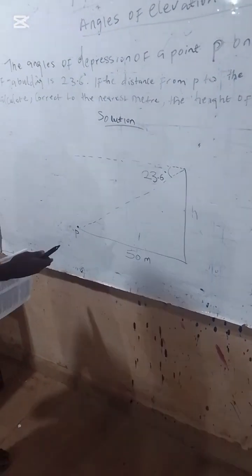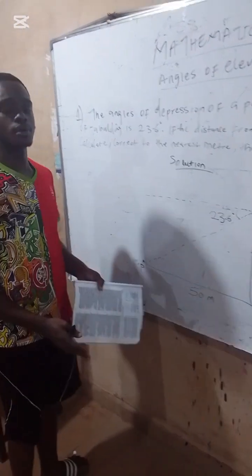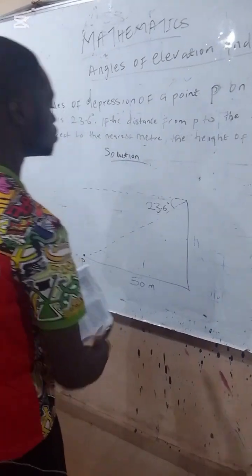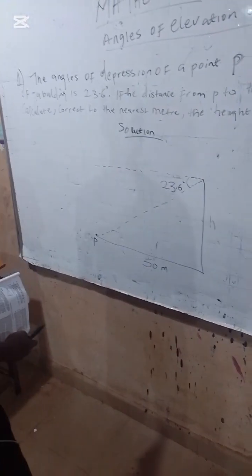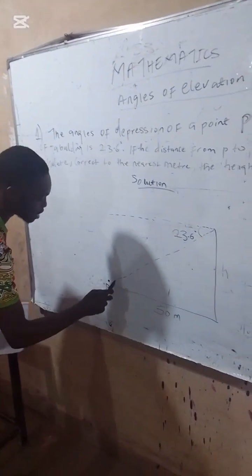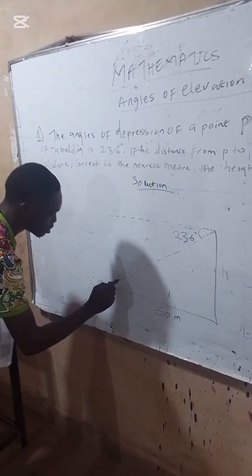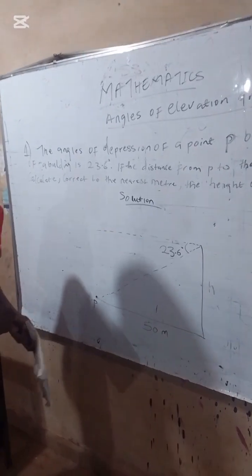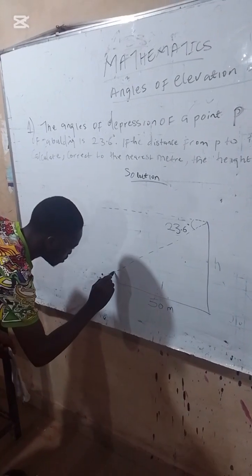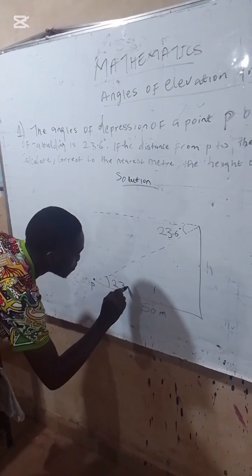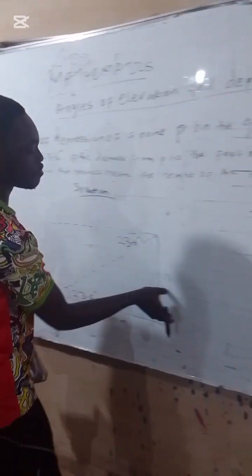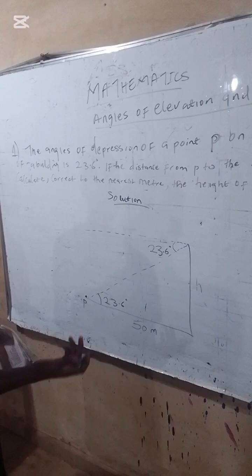So now, this is our diagram. We have drawn our diagram. What is left for us is the solving. You understand? We are asked to look for the height of the building. Now, alternate angles are equal, you understand? So this is the alternate angle, that is 23.6 degrees.